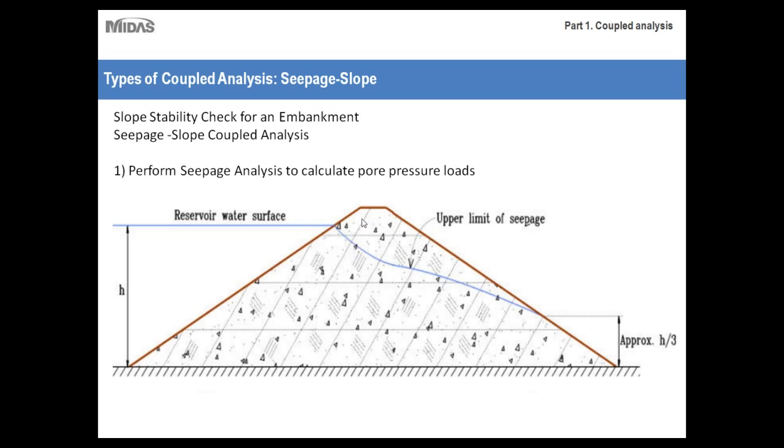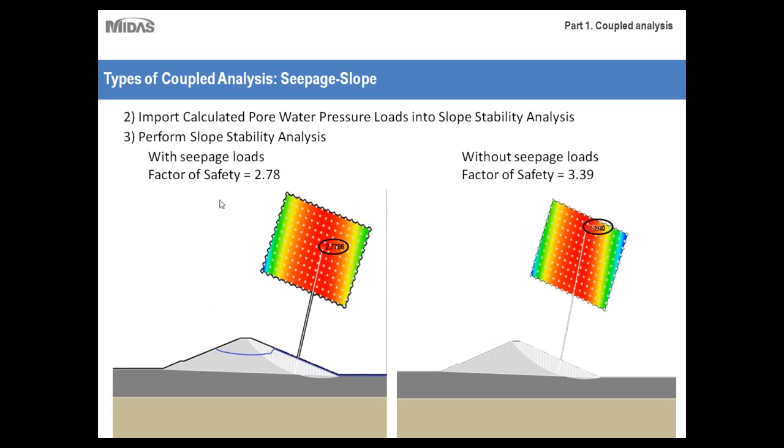So essentially, what has to be done is, first and foremost, a seepage analysis has to be performed on this embankment, just to analyze the effective stress as well as the flow quantities that are occurring because of this reservoir. Afterwards, once you have your pore pressure loads, in your next step you would import the calculated pore water pressure loads into your slope stability analysis.